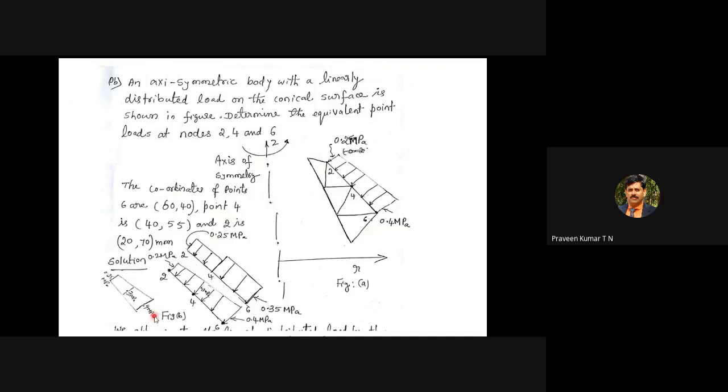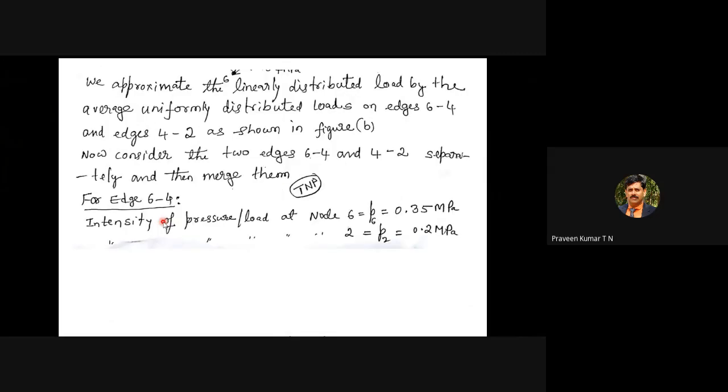Before that, you have to find out what is the load acting at node 4. Imagine this is node 6, where the load acting is 0.4 megapascal. At node 2, the load acting is 0.25 megapascal. So what is the load acting at node 4? It is the average force. We can see it in the next slide.